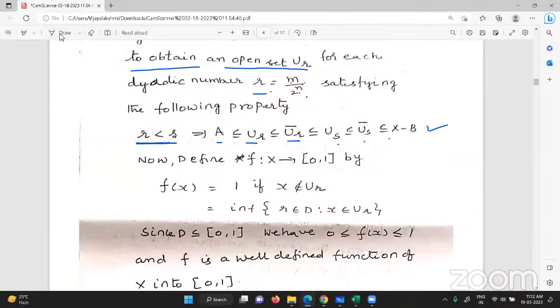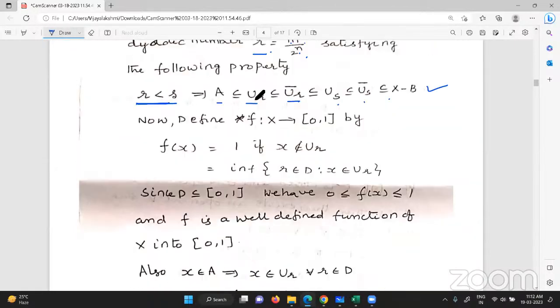A is a subset of UR, subset of UR bar. This you will get. Now, how do you define a function? Define a function f from X to [0,1] by f of x is 1 if x does not belong to UR. F of x is infimum of R belongs to D if x belongs to UR.